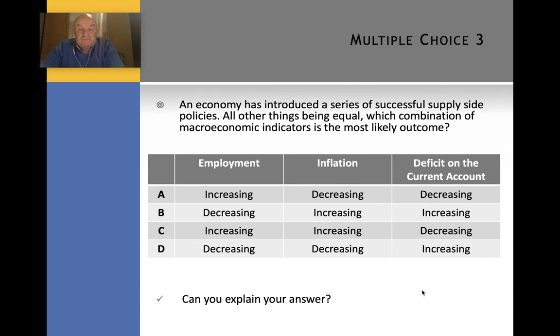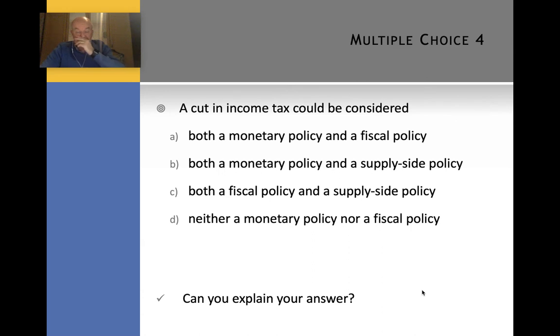thinking about which combination of macroeconomic factors is the most likely outcome where the economy has introduced some successful supply side policies. So give some thought to how that might affect those different areas: employment, inflation, and the deficit on the current account. And finally, another one in terms of cutting income tax. What would you consider that to be? A combination of one of those four examples there.